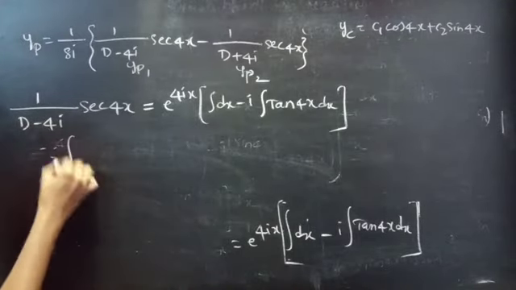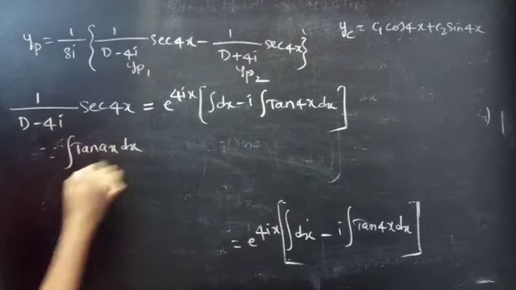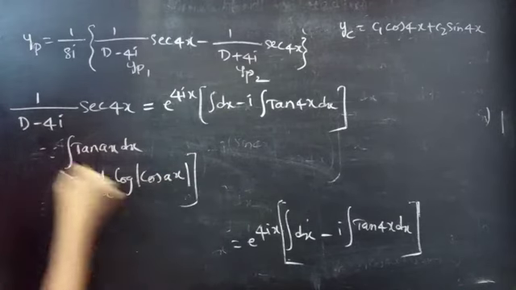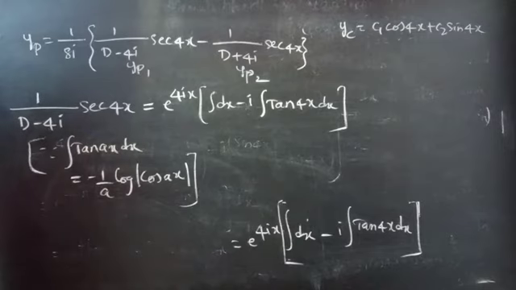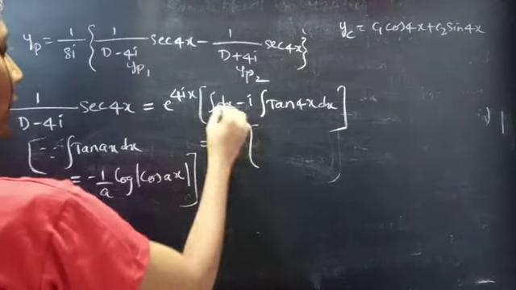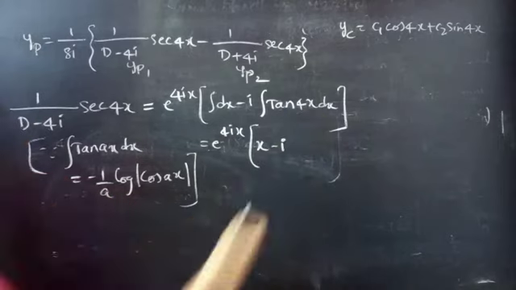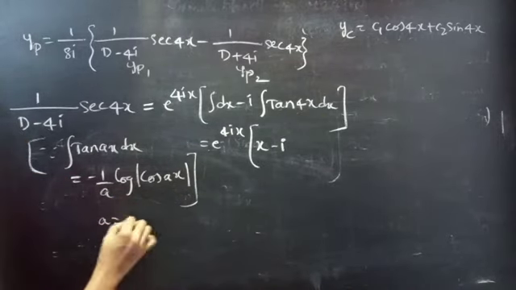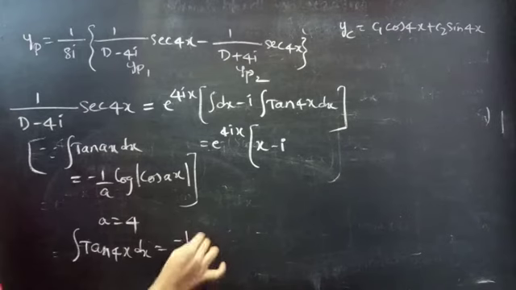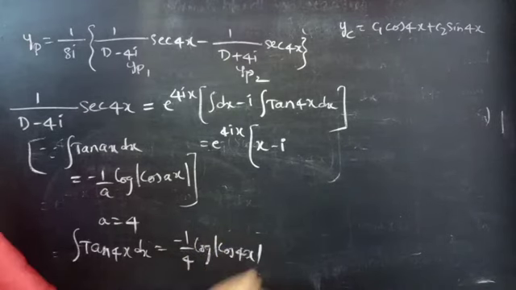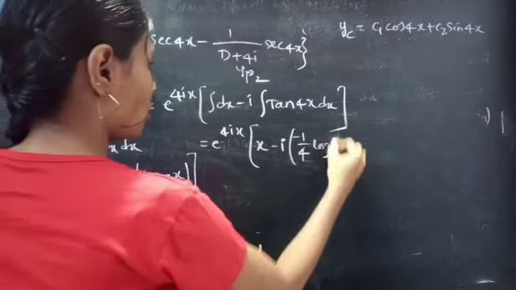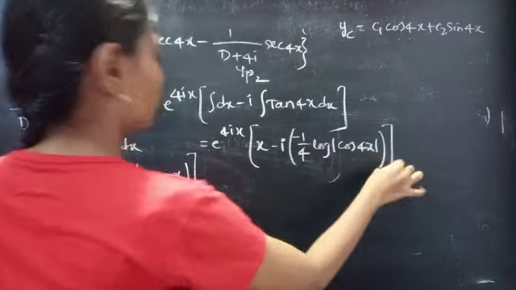Since we know that integral tan ax dx equals minus 1 by a log mod cos ax, then this becomes e power 4ix into integral dx is x, minus i into integral tan 4x dx. For a equals 4, you will get integral tan 4x dx equals minus 1 by 4 into log mod cos 4x, right? Then you will get minus i into minus 1 by 4 log mod cos 4x, right?